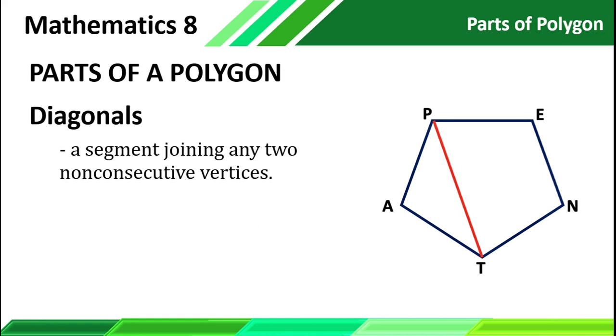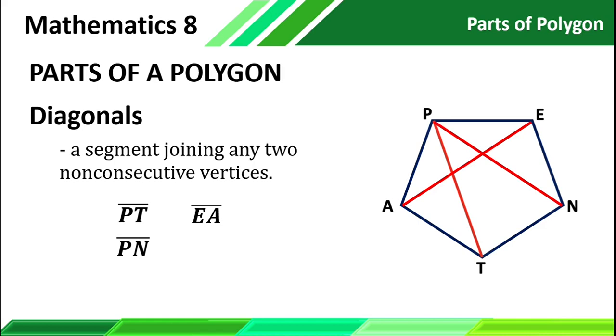We also have diagonals. A diagonal is a segment joining any two non-consecutive vertices. So the diagonals here are, the first given is the diagonal PP, next is the diagonal EA, diagonal PN, diagonal NA, and lastly, the diagonal EP. So here we have 5 diagonals.